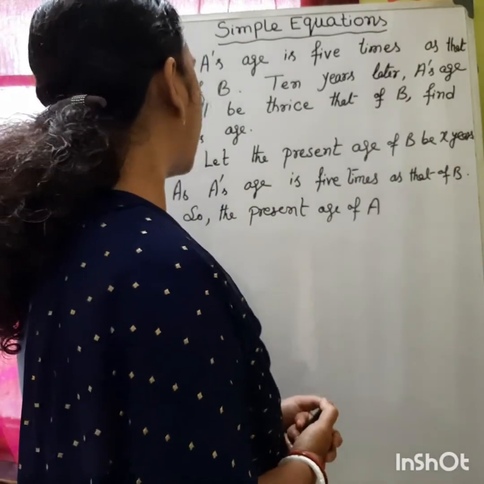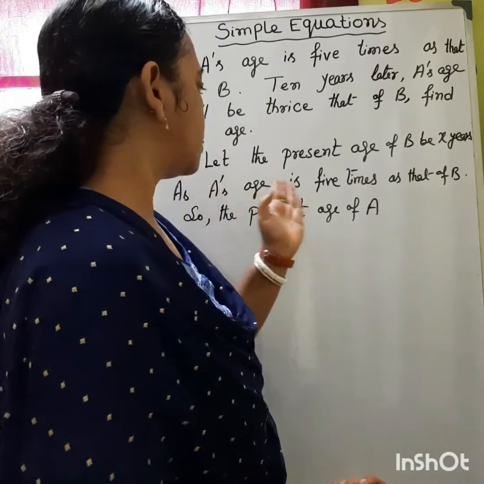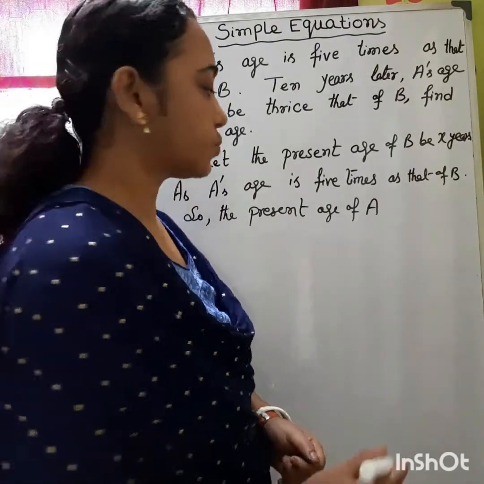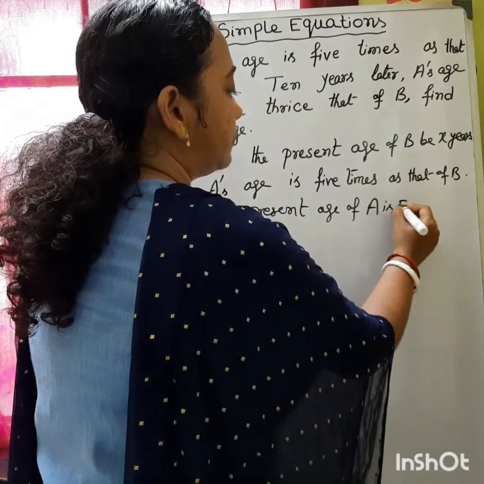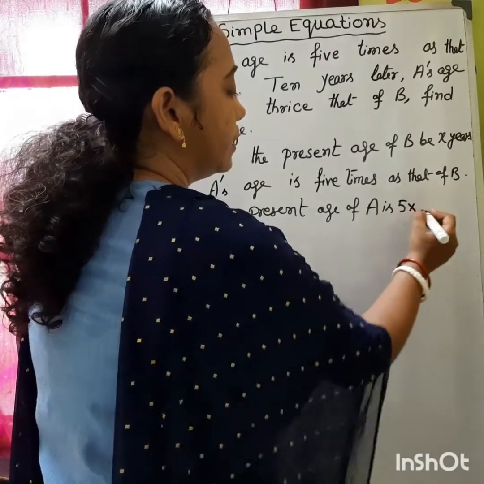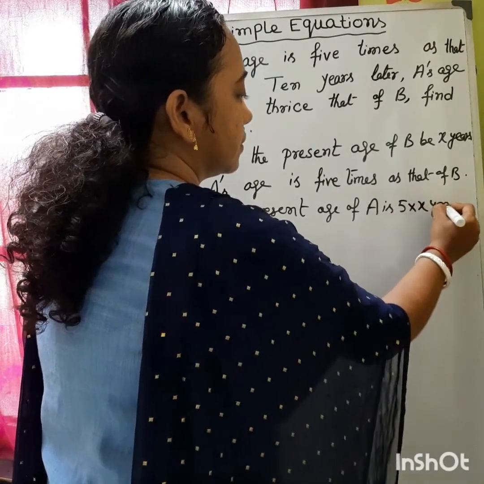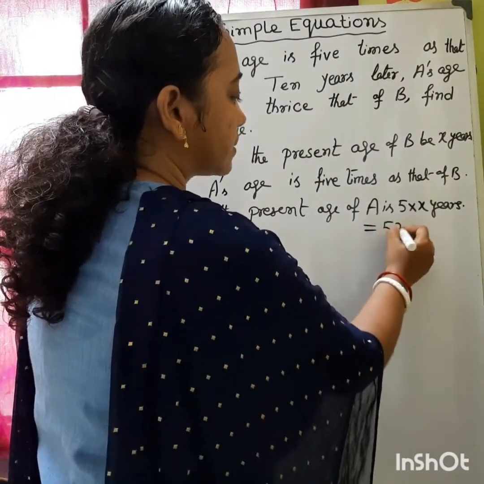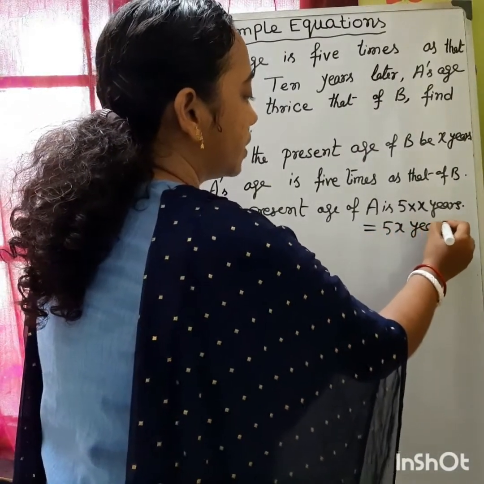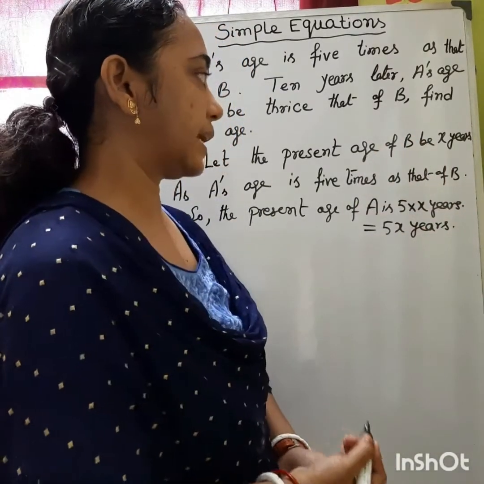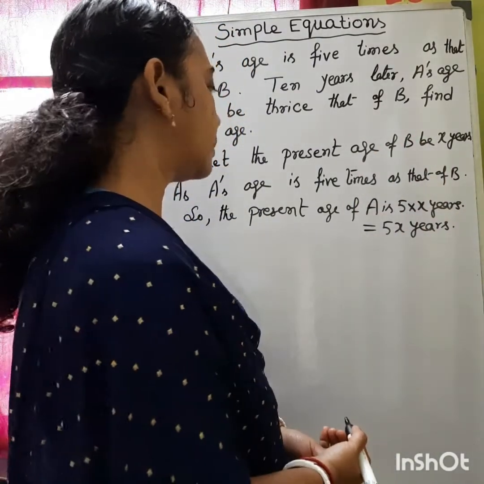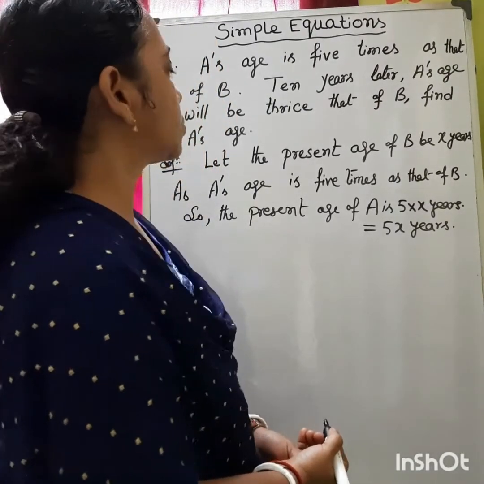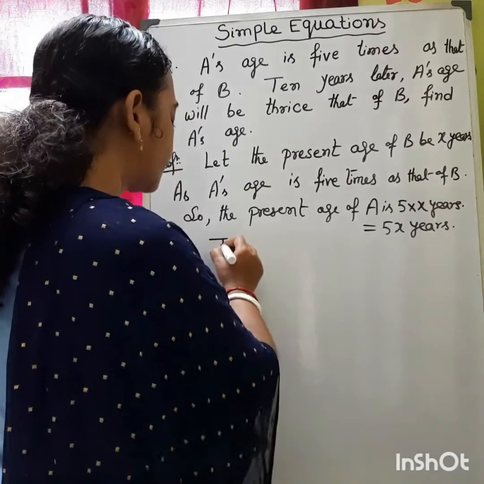So as A's age is 5 times that of B, the present age of A is what? It is 5 times, that means 5 multiplied by x years, that is the age of B, which is equal to 5x years. So here the present age of B is taken as x years, then the present age of A is 5x years. Now in this question, 10 years later means after 10 years.